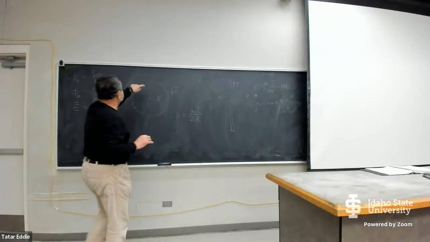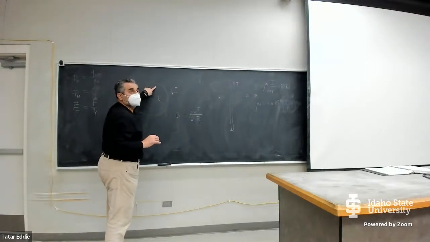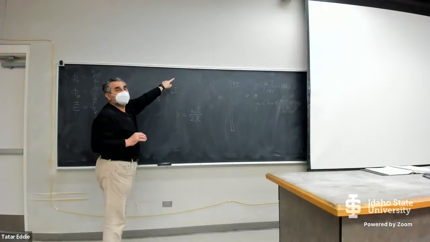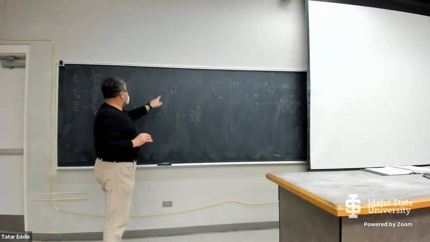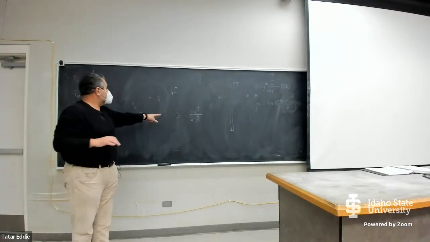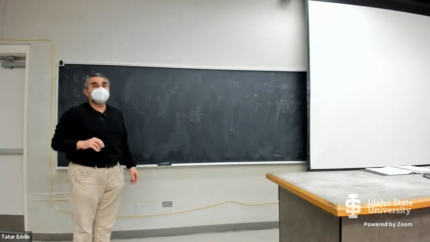Anywhere else, the magnetic field here is very difficult to write down. But at this particular point, at the center of the loop, the formula is simple and given this way.